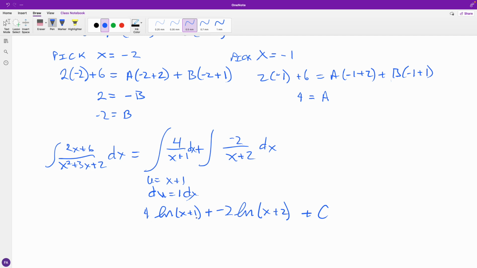And there are other ways that you can write this, of course. One of those is that the subtraction of two logarithms is the division of their interiors. And then, of course, you could write the pieces in the front there as their powers. So I can write this as ln of x plus 1 to the 4th power divided by x plus 2 raised to the 2nd power, all that plus c. Okay? And there's that integration.